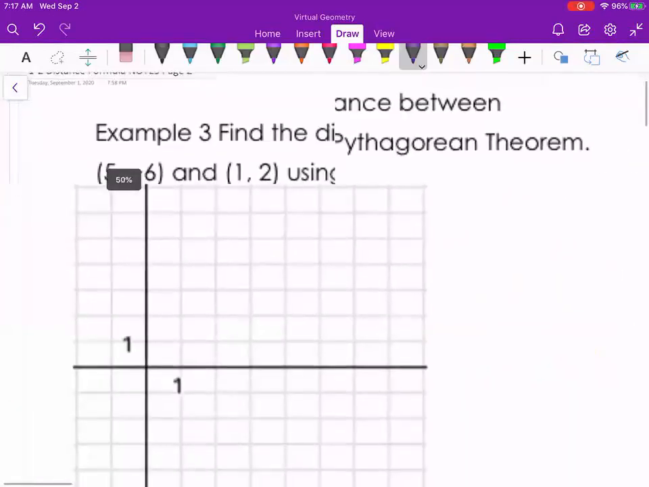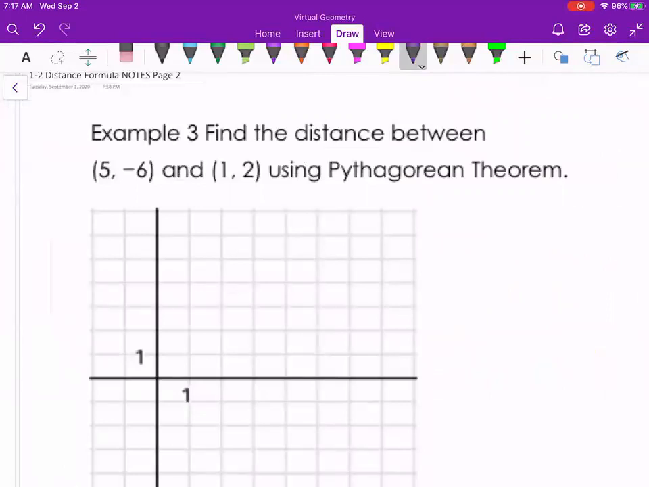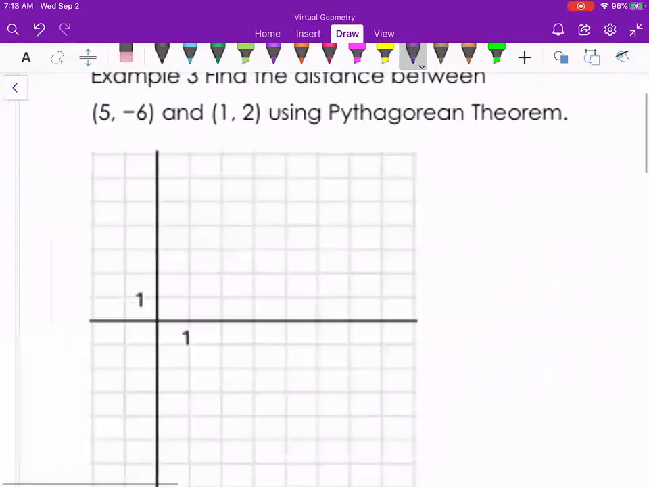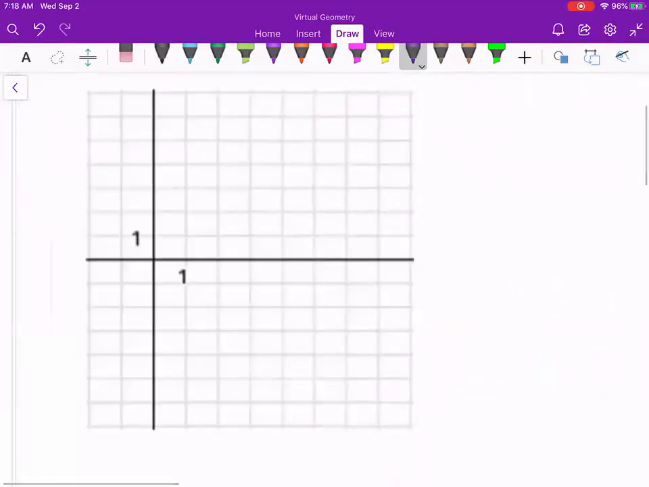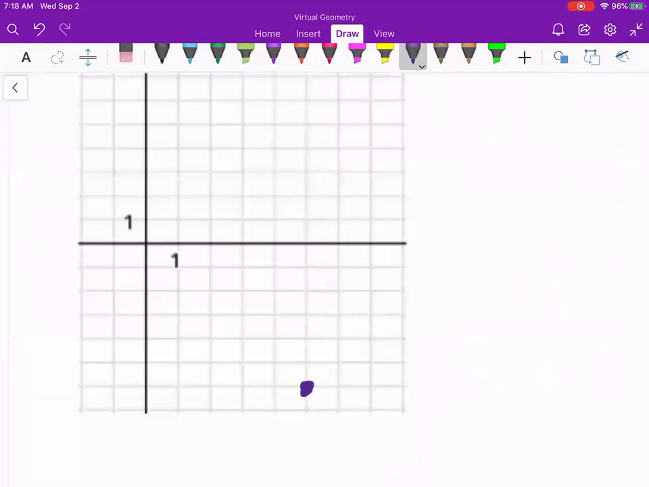All right, let's check out example 3. This one is Pythagorean theorem. So we'll need to draw a graph for this so we can count out your A and your B. So I need 5, negative 6. So that's going to be down towards this corner. And now I have 1, 2. And that is the C length that I'm going to try to find.